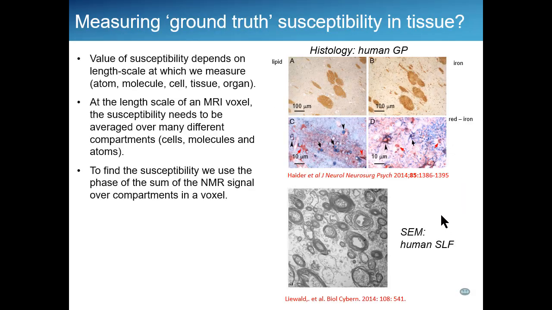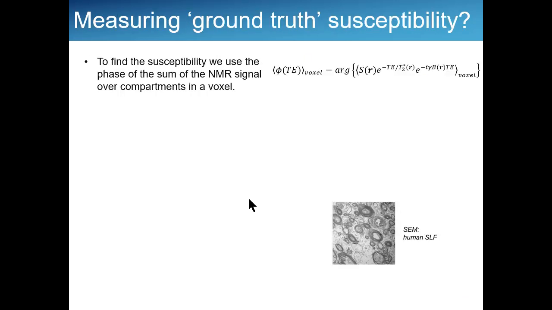So just to close, a bit about what is the ground truth for susceptibility in tissue. If you think about it, the value of the susceptibility depends on the length scale at which you measure: atom, molecule, cell, tissue, and organ. And at the length scale of an MRI voxel, there's a very complicated distribution. To find the susceptibility, we use the phase of the sum of the NMR signal. So we sum the signal over the voxel, and then we find the phase from that.